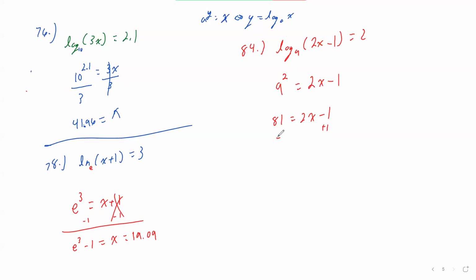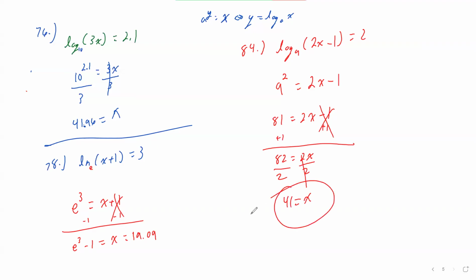All right, so plus 1 there. So that's going to be 82 equals 2x. Divide that by 2, and I get a straight 41. And that's pretty much it for 7.3 there.